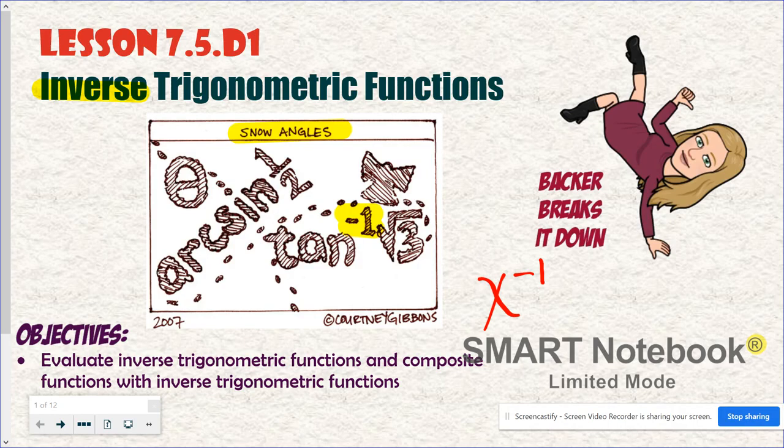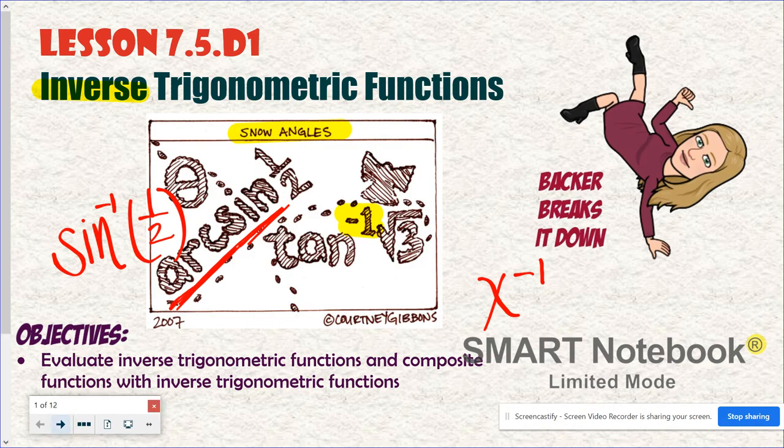Another notation to be aware of is the use of the term arc followed by the trig function. Here we have arc sine of 1/2. It would mean the same thing if I simply did sine with the -1 exponent of 1/2. So arc sine and inverse sine of 1/2, we're talking about the same thing. Two different notations though, okay?